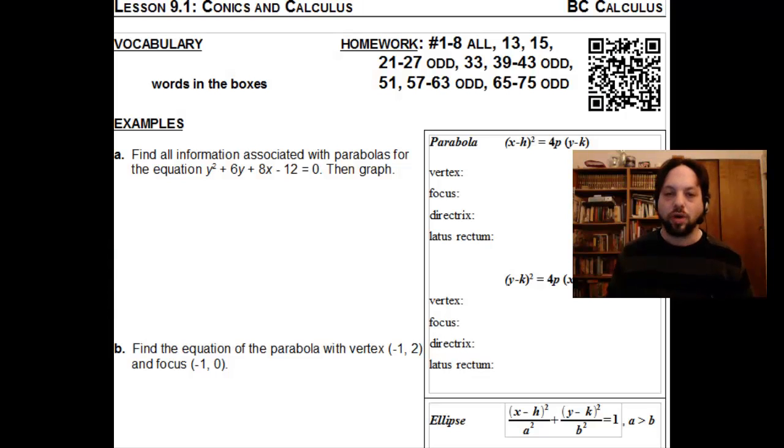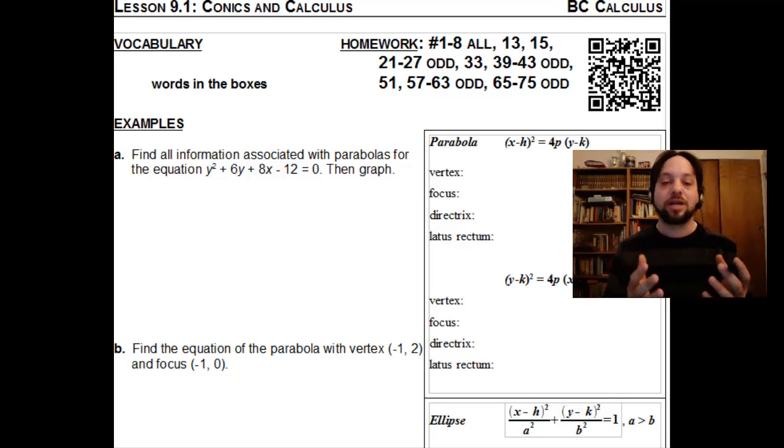In lesson 9.1, conics and calculus, we're going to pretty much explore all there is that we need to explore concerning conic sections. Now, before we get into any of the algebra, any of the graphs, or any of the manipulations of conic sections, we should first explore what they are and where they came from.